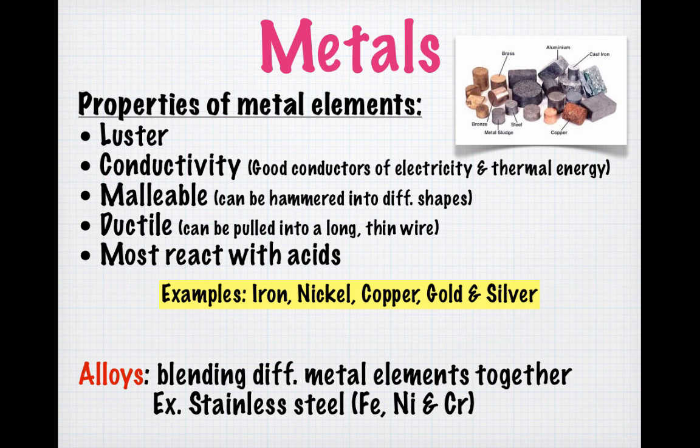These are the properties of metal elements. They have luster, so high luster if they're shiny, low luster if they're dull. They are conductive, so they are good conductors of electricity and thermal energy. They are malleable and can be hammered into different shapes, more specifically hammered into sheets. They are ductile, and so they can be pulled into long, thin wires, and most metals react with acids. Examples include iron, nickel, copper, gold, and silver.